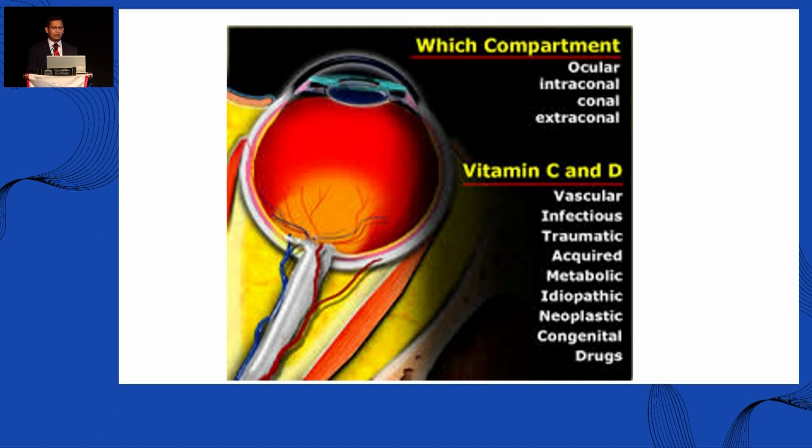So which compartment? It's whether it's ocular, intracorneal, extracorneal, and what are the causes? So always, don't go for a definite diagnosis, it has to be a differential. You might be wrong. So in any case, it can be vascular, infectious, inflammatory, traumatic, neoplastic, idiopathic, congenital causes. So if you happen to think of a cause, you have to know that you might not be on the right track. So always revisit the diagnosis, always.